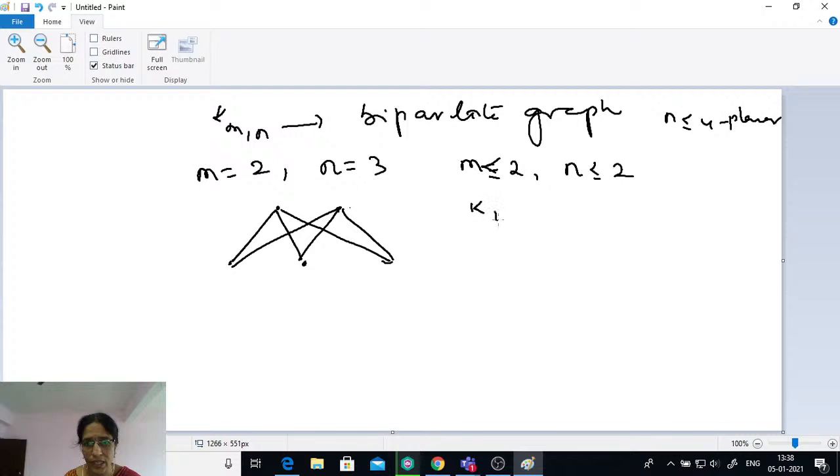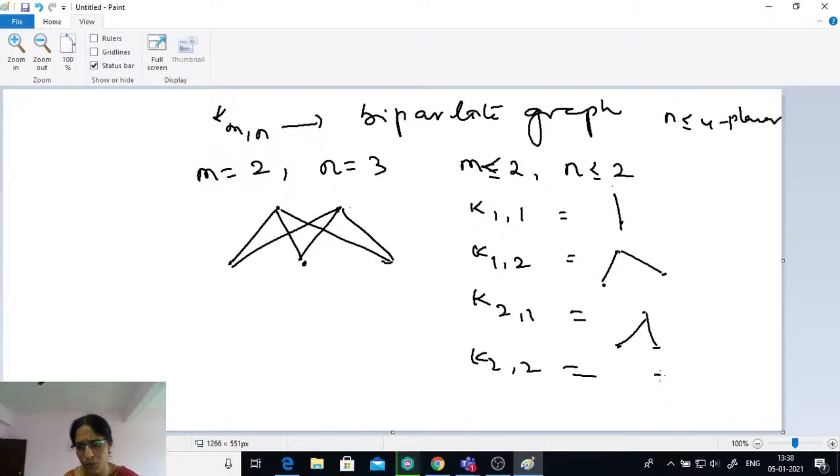That means suppose K 1 comma 1. Now 1 comma 1 is nothing but like this. Suppose K 1 comma 2, here this is what? Planar. This is a planar graph. Suppose 2 comma 1, nothing but this is also the same as this. And K 2 comma 2, here 2, here 2. From here to here, from here to here. So this is a crossover.